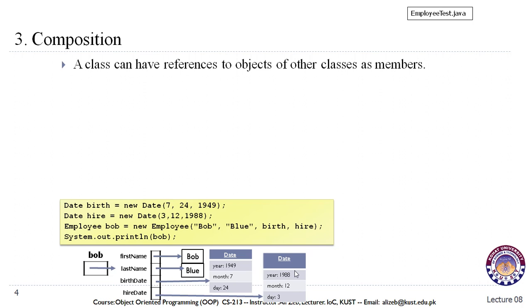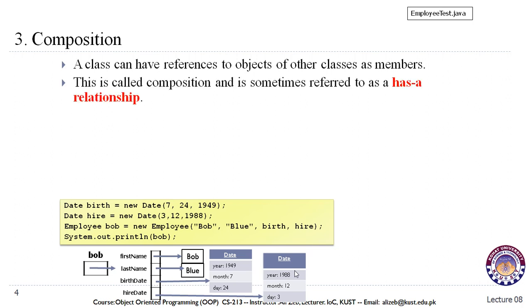for example, a class can have references to objects of other classes as members. In other words, we can say that we can use a class as a data type in another class, and this is called composition and is sometimes referred to as a has-a relationship. So for example, we can say that we have an employee and the employee has a birth date, or the employee has a hire date.